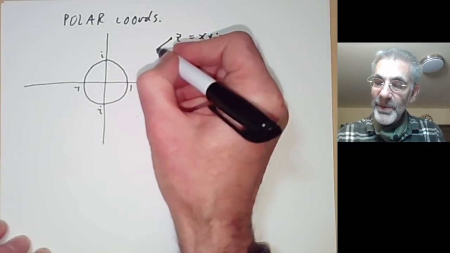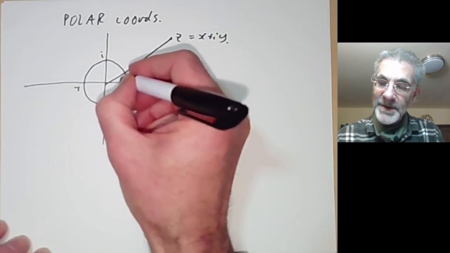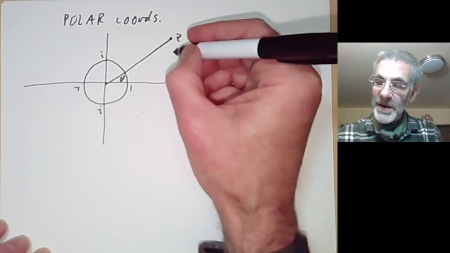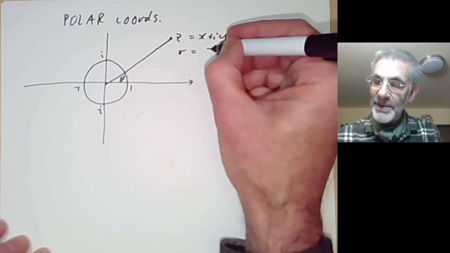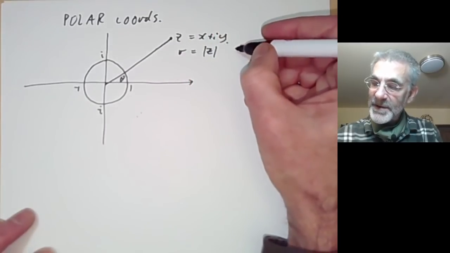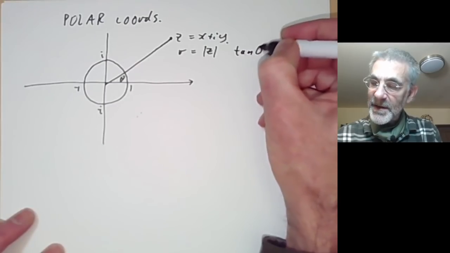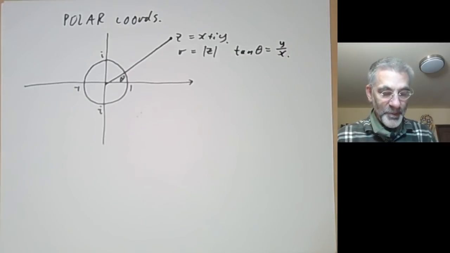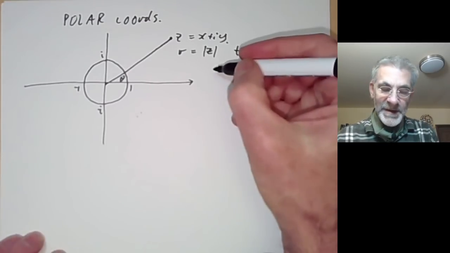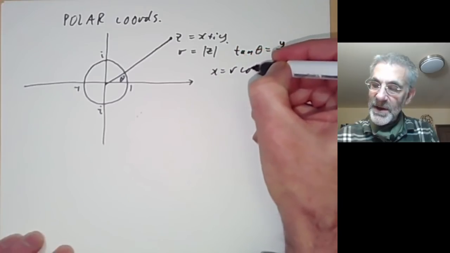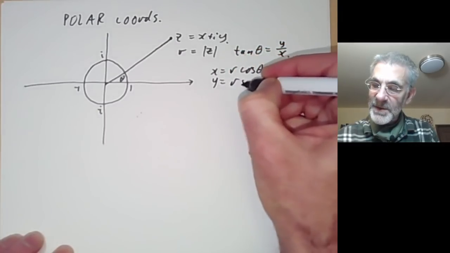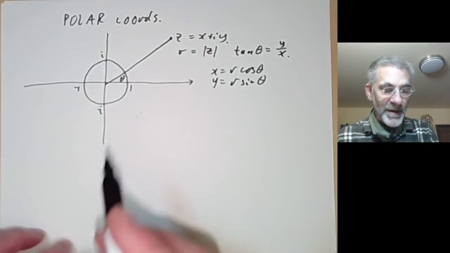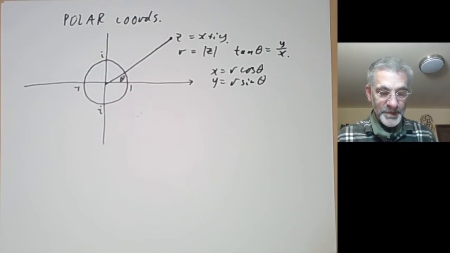Well, we can write z in polar coordinates by taking this angle theta and by looking at the distance from z to 0, which is r. So r is equal to the absolute value of z, and tan of theta is equal to y over x. And conversely, we see that x is equal to r times cosine theta and y is equal to r times sine of theta. So these are just the usual rules for converting between rectangular and polar coordinates.